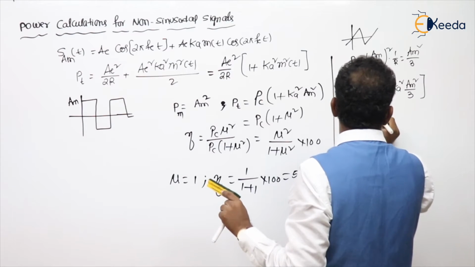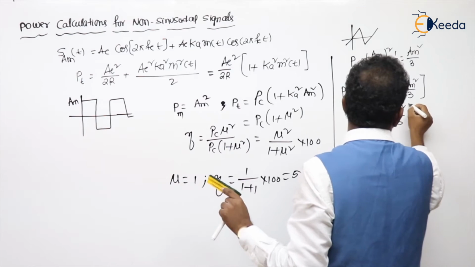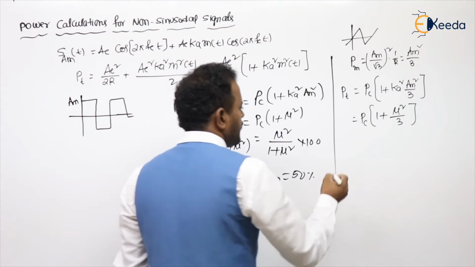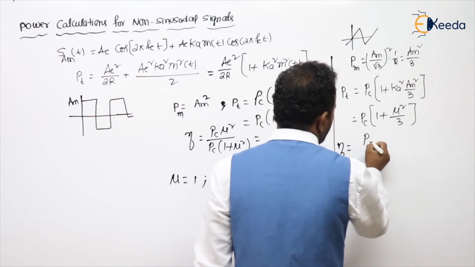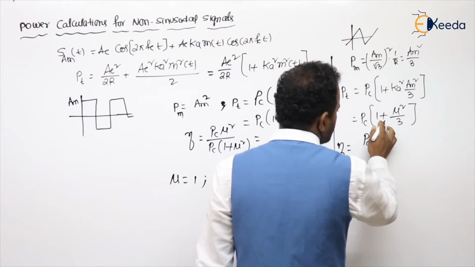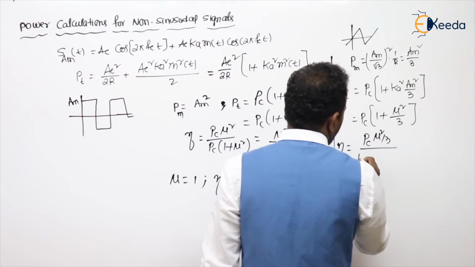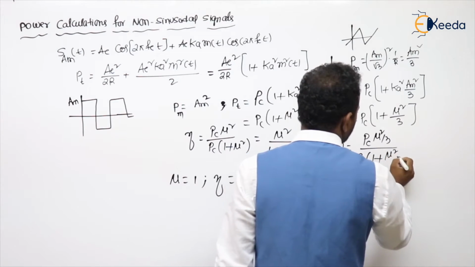So Pc into 1 plus, K and Am is mu, so mu square by 3. This is the power formula for the triangular message. Then you can also calculate efficiency. Total sideband power, of course, is multiplied by Pc. Pc into 1, this is the carrier. The remaining is sideband power divided by total power, Pc into 1 plus mu square by 3.